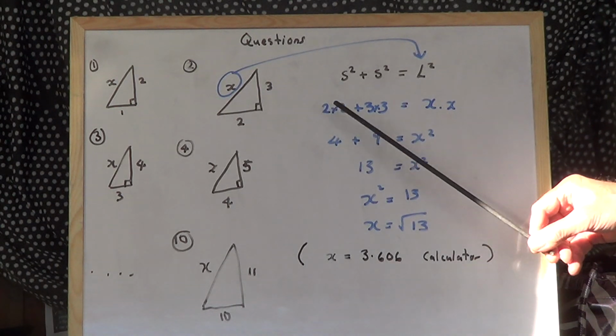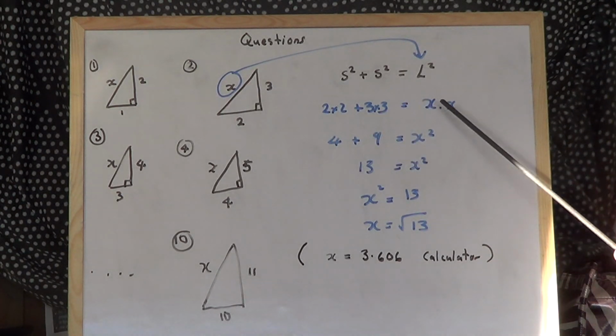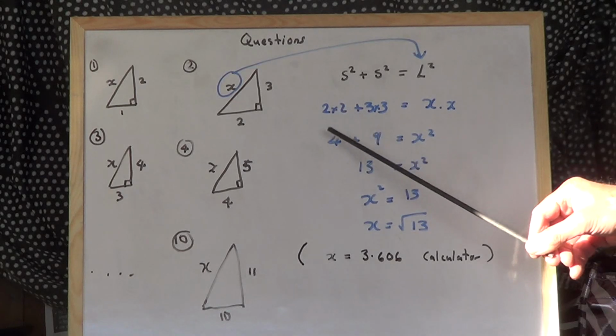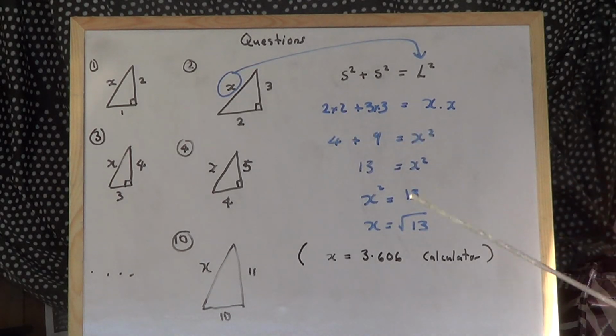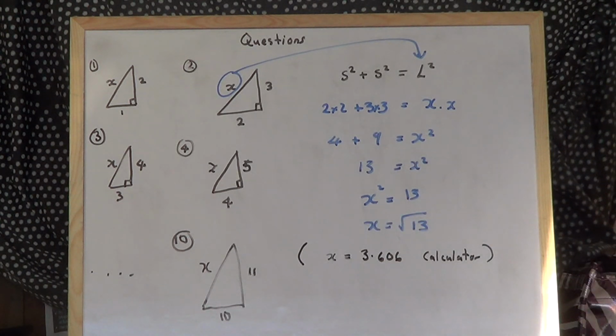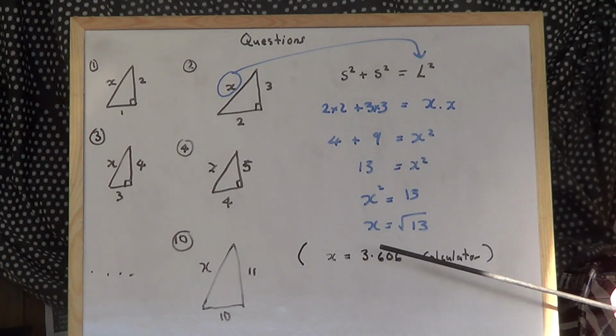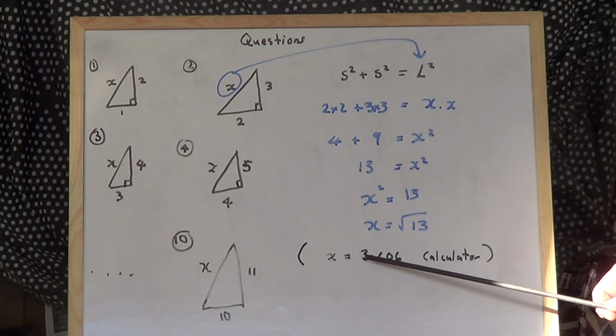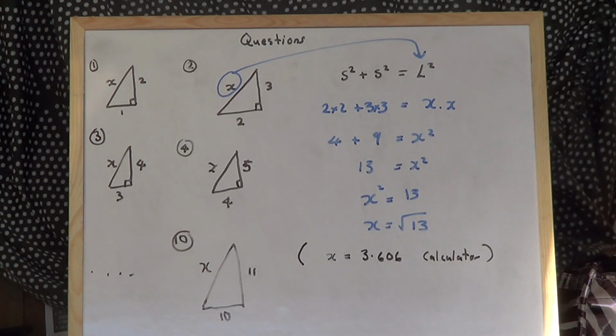So you've got 2 times 2 plus 3 times 3 equals x times x. That'll give you 4 plus 9 is x squared. 13 equals x squared. And you could just jump straight down to x is equal to the square root of 13 if you like. And if you look at that on a calculator, you just press the square root button, punch in 13, press equals, and it'll come out to 3 point, well, it's not exactly that on the calculator, but if you round it, it's 3.606.